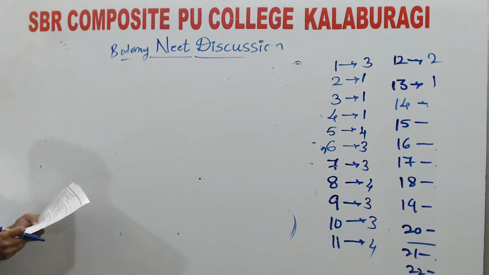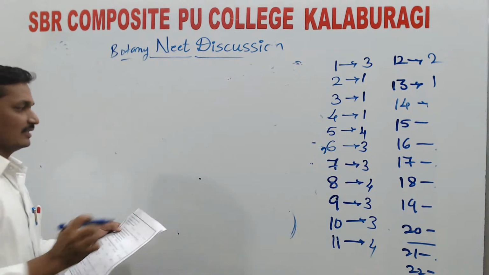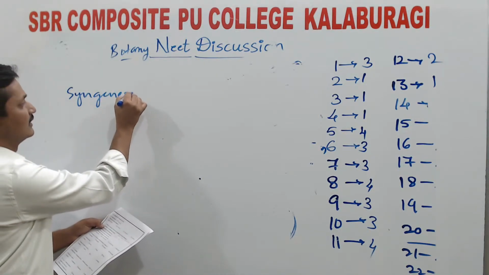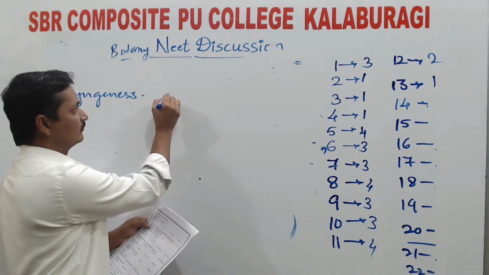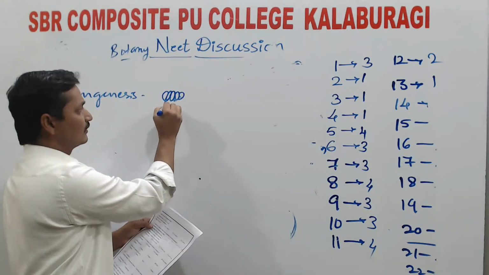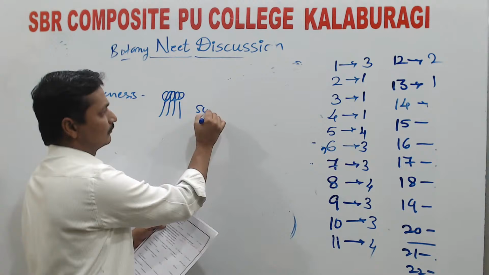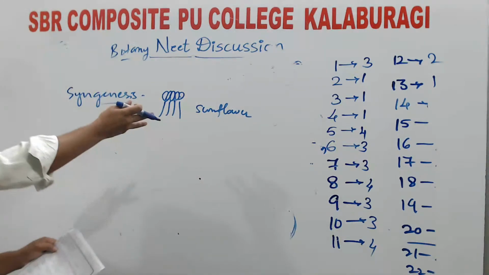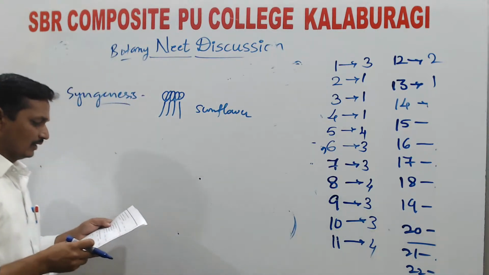to the family Solanaceae. Epipetalous and syngenesis anthers. Epipetalous correct, but syngenesis, what is that? Syngenesis means only anthers are united. Only anthers are fused, but the filaments are free. We find this in the sunflower. The sunflower does not belong to Solanaceae. It belongs to the Asteraceae family.